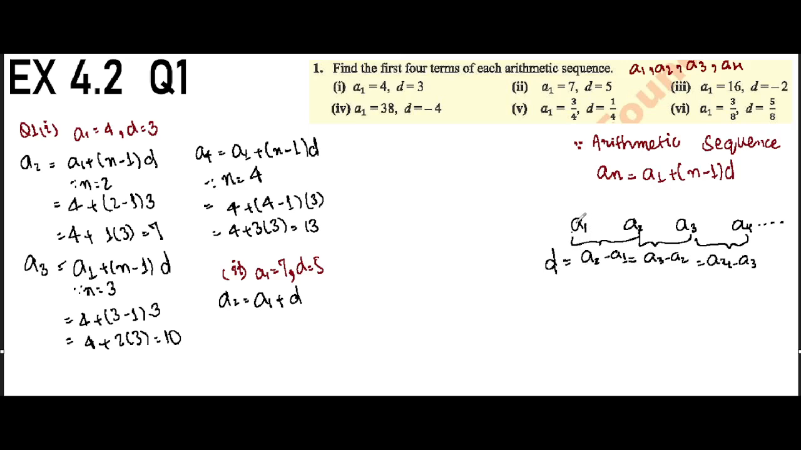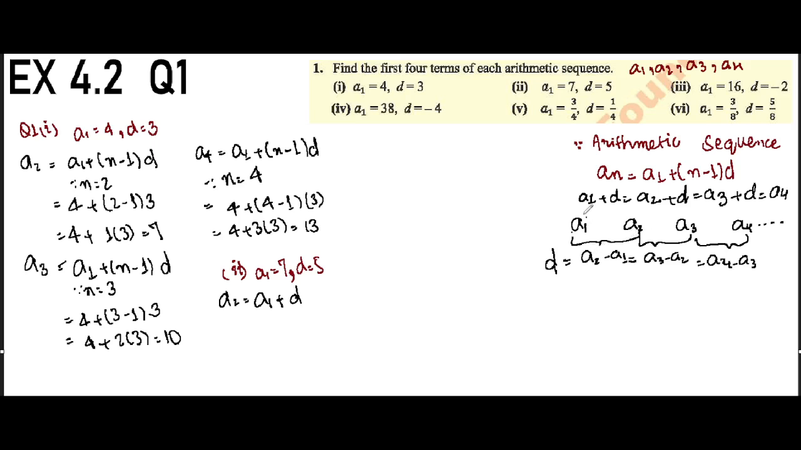So this means that when a1 is added with this difference, we get a2. Then when again this difference is added, we get a3. That is, a1 plus difference equals a2. Similarly, a2 plus difference equals a3. a3 plus difference equals a4. So this means that all of these terms have the same difference between consecutive terms. So the difference is common. We have the same difference all around this arithmetic sequence. So we have to keep this concept in mind.